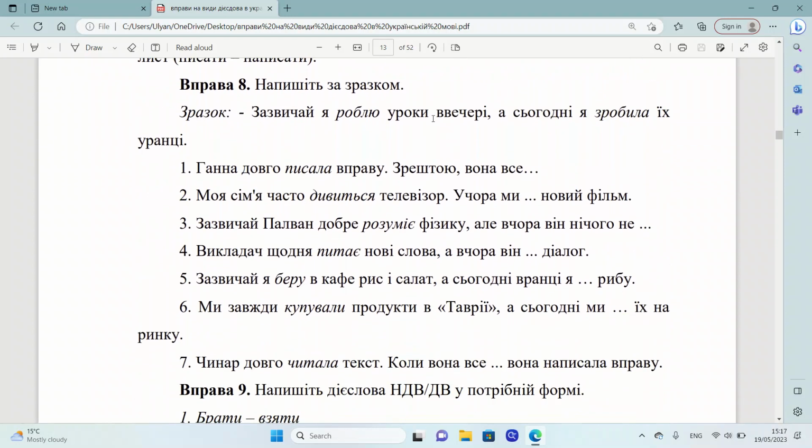So here we have the difference when they show which form to use. Зазвичай я роблю уроки ввечері, а сьогодні я зробила їх уранці. So usually I do my lessons in the evening, but today I finished them in the morning. So here we have a comparison. That's why we use a in those kind of sentences.